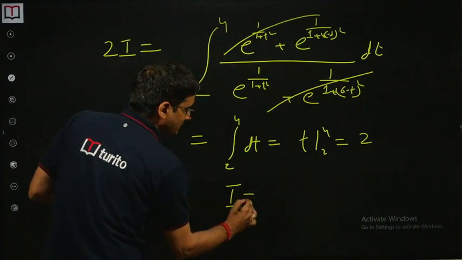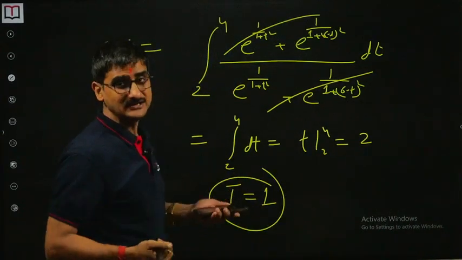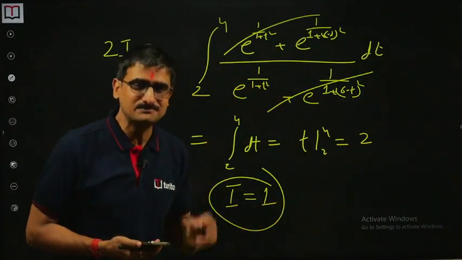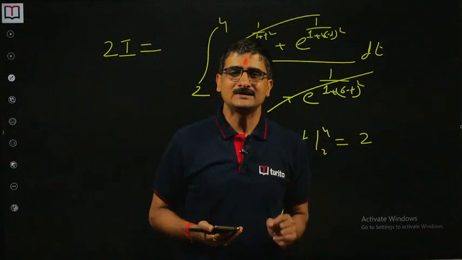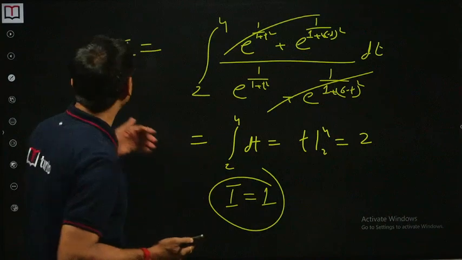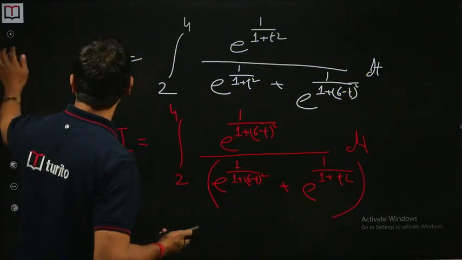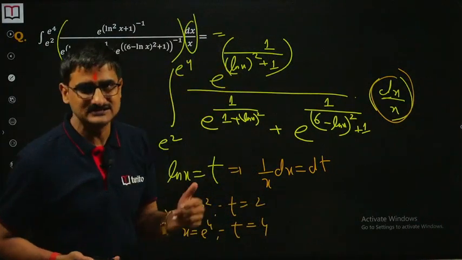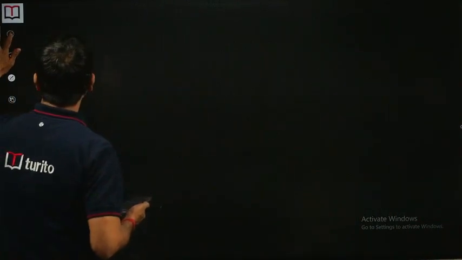So I is 1 here because 2i is 2, so I is 1 here. So that was a beautifully designed question, a simple question based on a direct property, but to apply that property, you have to make a simple substitution here, and whose hint is also given directly here as written as dx by x. Okay, so that's the question.